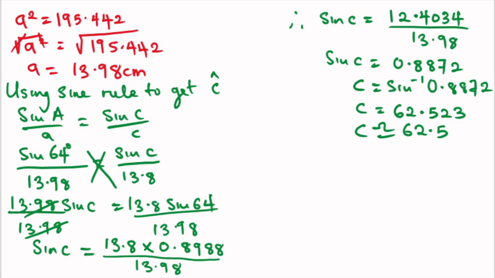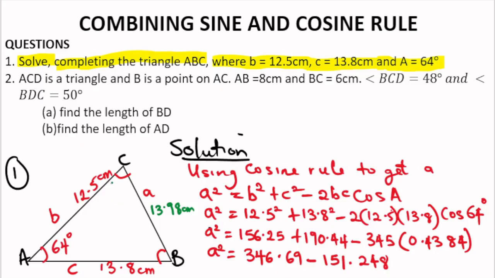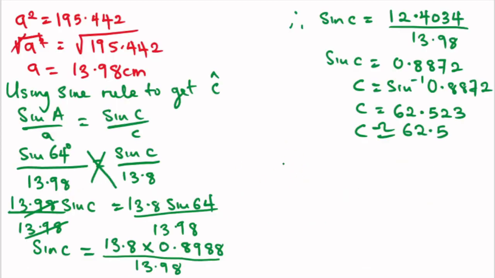We can insert that in our triangle. So C is 62.5. Now that we've gotten the value for C and we're given the value for A, we can look for the value of B. To get the angle B, we can use the sum of angles in a triangle, because the sum of angles in a triangle is 180 degrees, and since we're given two angles, to get the third we can use the sum of angles in a triangle.